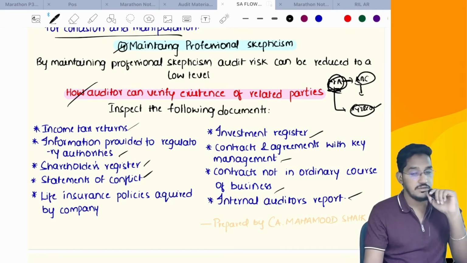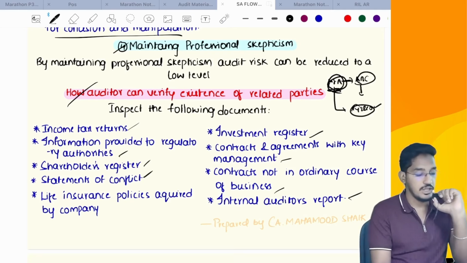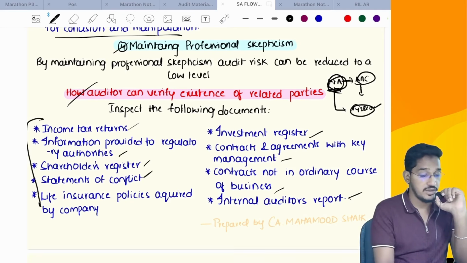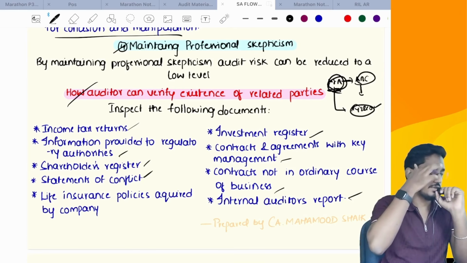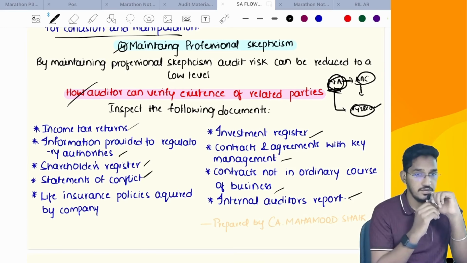So definitely inquire for related parties, but don't just stop with inquiry. You verify these documents from your side, so that you might find the existence of a related party. Understood? That's all. We have completed SA 550. Related party discussion, we are done.